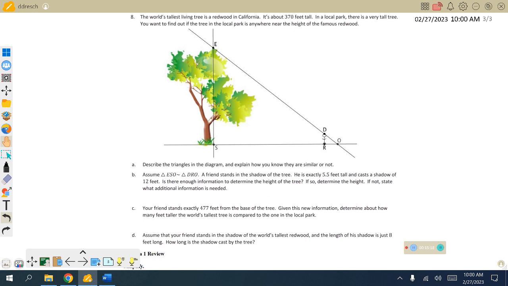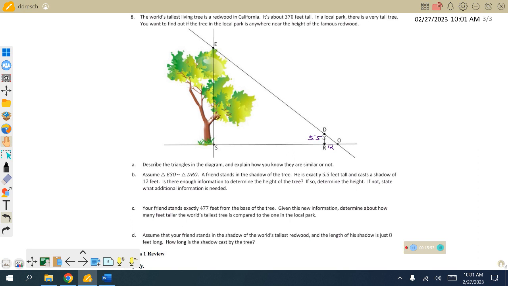So here, it's all going to go back to similarity. In that first part, letter B, let's label out what we got. A friend stands in the shadow of the tree. It says 5.5 feet tall. So let's go ahead and label out that 5.5 feet tall. And it says he casts a shadow of 12 feet. So where's that shadow at? Right there at RO. Now, at the moment, that's not enough info, is it? It's not enough.